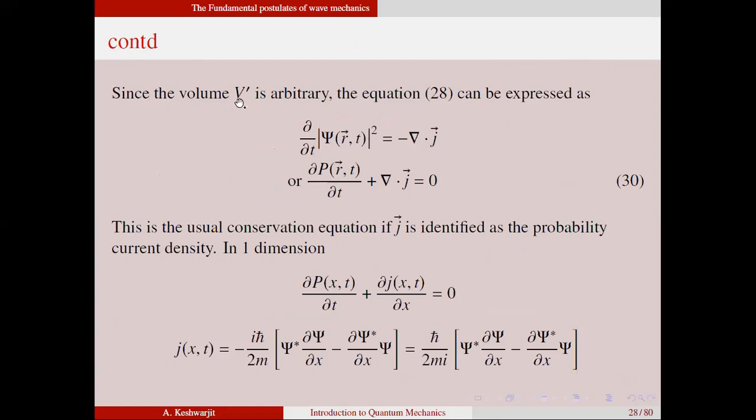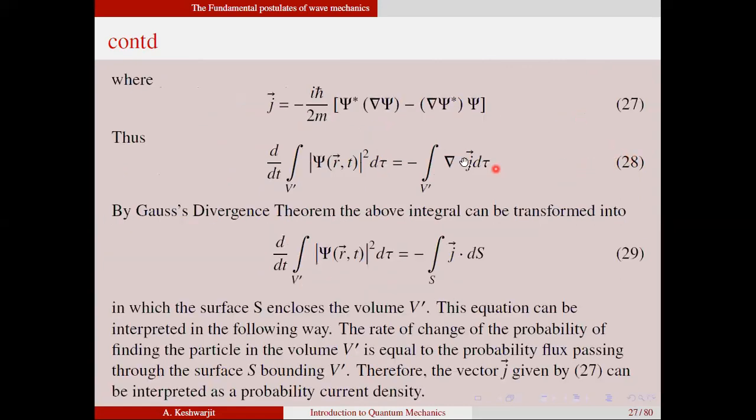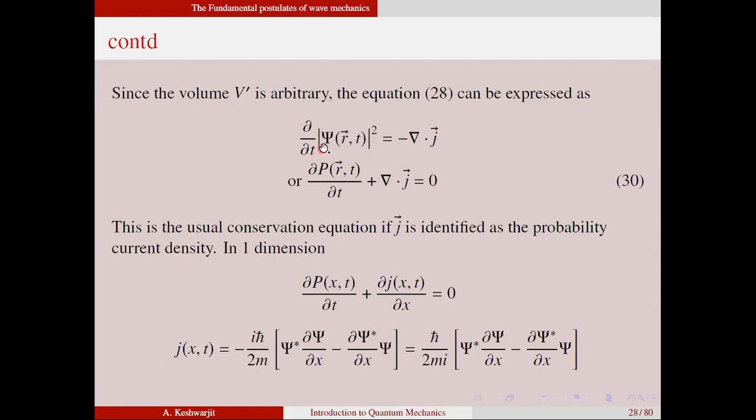Since the volume V prime is arbitrary, equation 28 can be expressed as follows: you take this derivative inside, and it will become a partial derivative. And since this integration is over the same volume V prime, you can compare the integrand. Same integration, same volume V prime, V prime arbitrary. Now you can compare the integrands and say that the integrands must be equal. So del by del t of this should be equal to the divergence of this. Del by del t of mod psi square is equal to minus divergence of J.